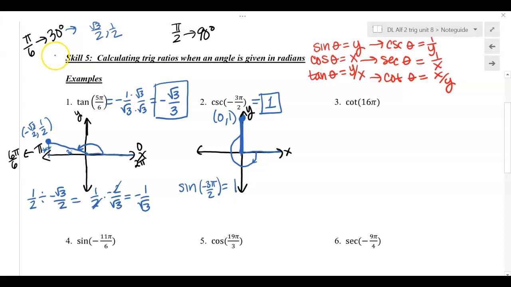All right, for cotangent of 16 pi, notice it's a whole number of pi.